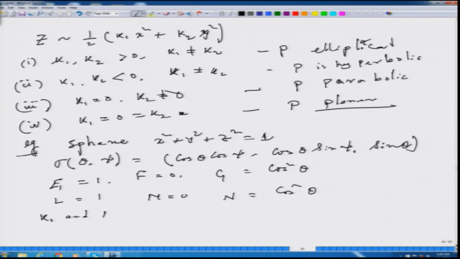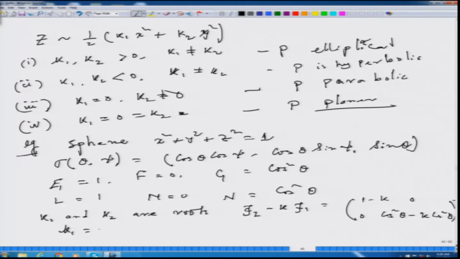K1 and K2 are roots of which matrix? You have done it, right, F2 minus k F1, which is the matrix with entries 1 minus k, 0, 0, cos square theta minus k cos square theta. What are the roots? So, k1 will be 1, that will be same as k2, which is denoted by k. So, let us write this way: k1 equal to k2 equal to 1 and say it is equal to k. So, k is 1.